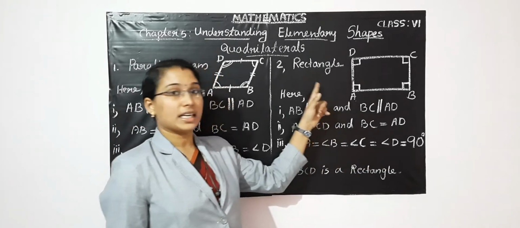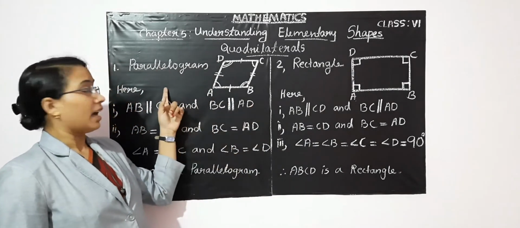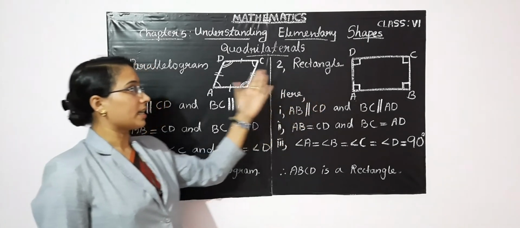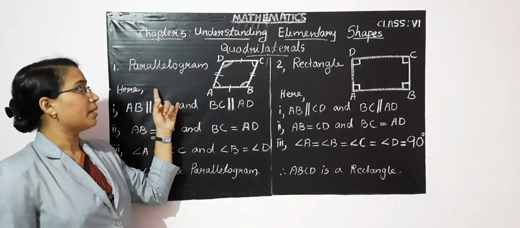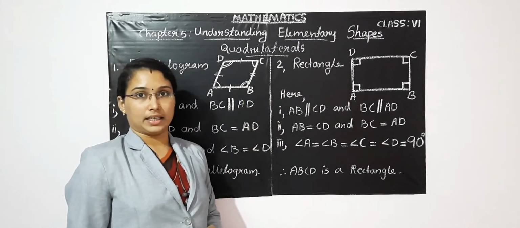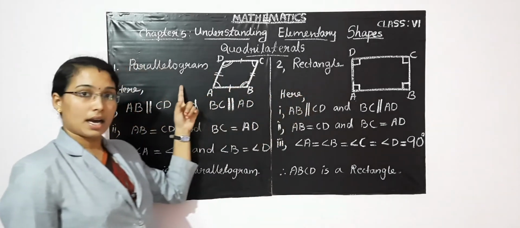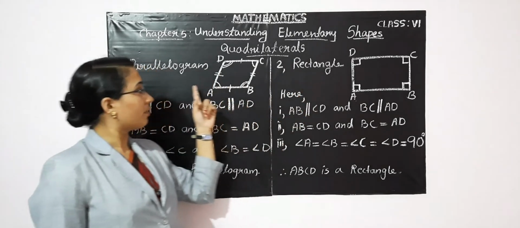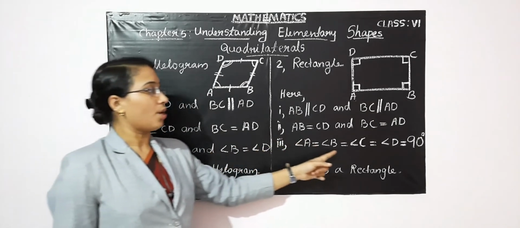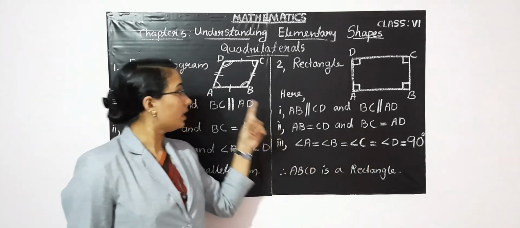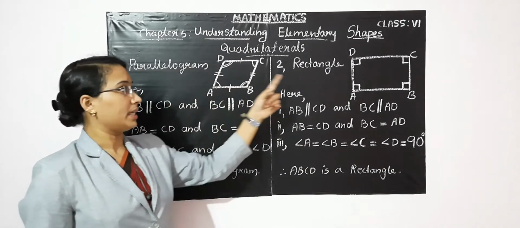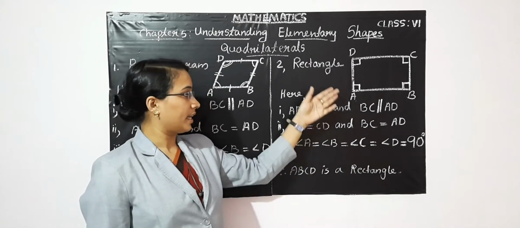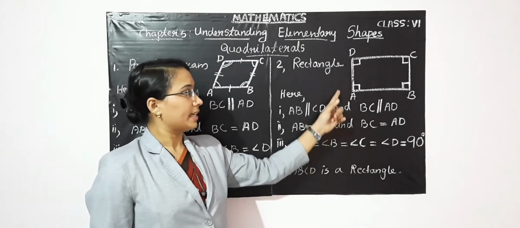So in a rectangle there is one extra condition, and that condition is not in a parallelogram. So we can say all rectangles are parallelograms but parallelograms are not rectangles, because a parallelogram is not satisfying one condition of a rectangle: its angles are not all 90 degrees, but in a rectangle all angles are equal and must be 90 degrees. So here ABCD is a rectangle.